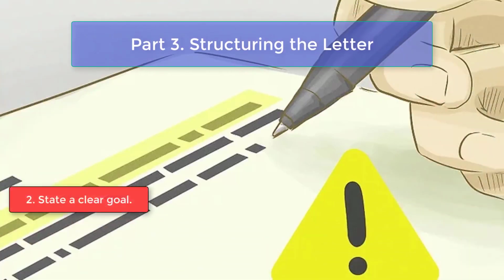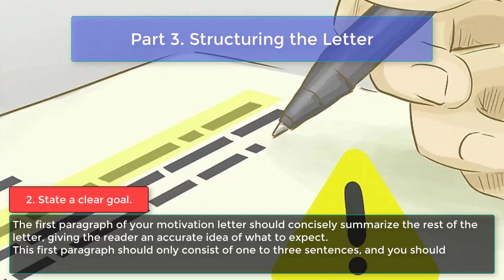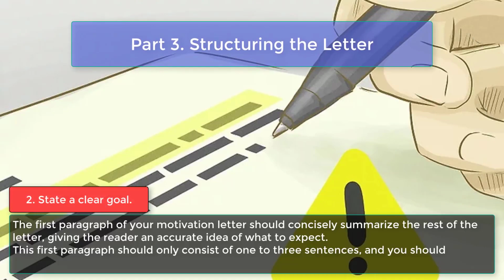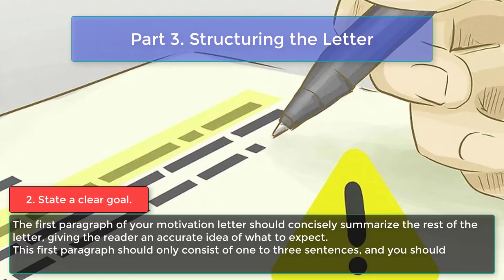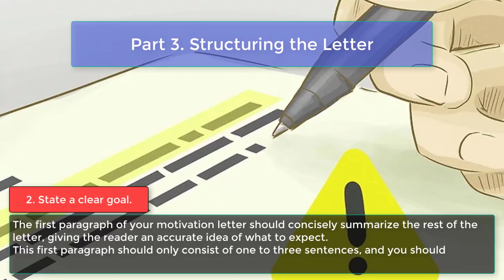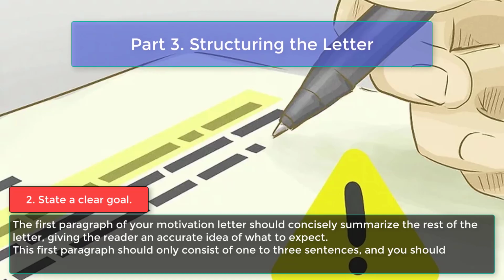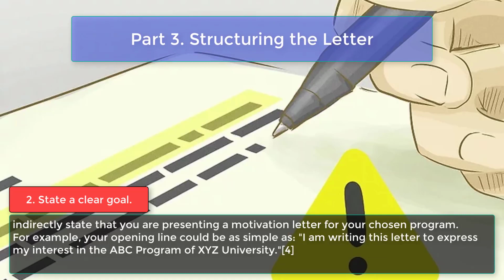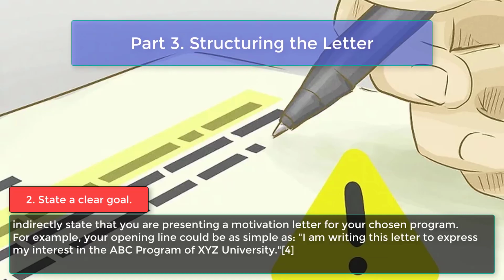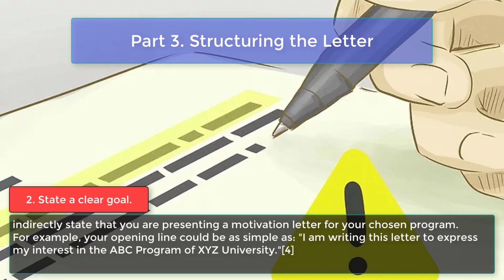2. State a clear goal. The first paragraph of your motivation letter should concisely summarize the rest of the letter, giving the reader an accurate idea of what to expect. This first paragraph should only consist of 1 to 3 sentences, and you should indirectly state that you are presenting a motivation letter for your chosen program. For example, your opening line could be as simple as, I am writing this letter to express my interest in the ABC program of XYZ University.